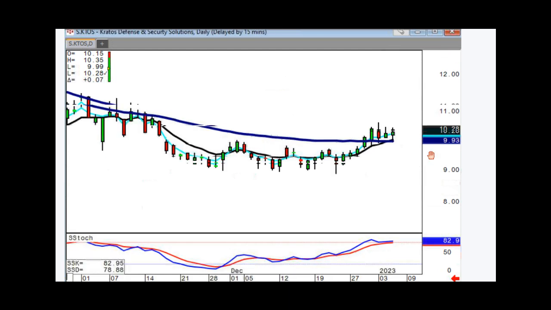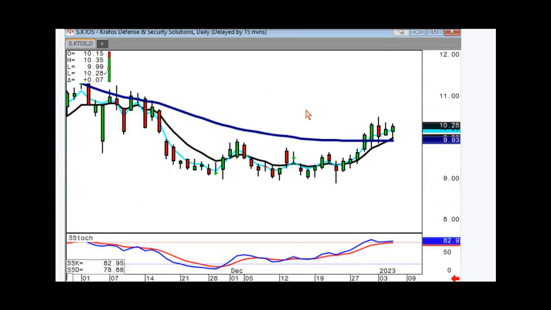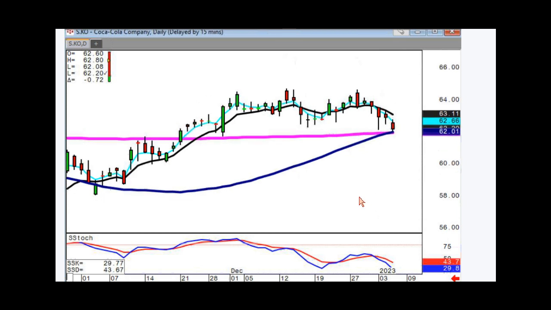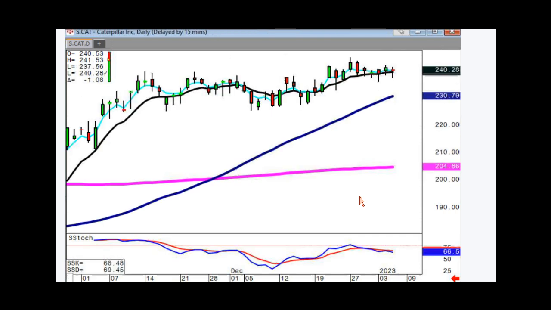Katos, nice fry pan bottom. All you can do is stay long, as long as it stays above the T line. Coke, selling it off, and that's not a very good trader, being that big an institutional trader. But right now I'd be short. Caterpillar, not really going anywhere. I wouldn't be long or short this one.